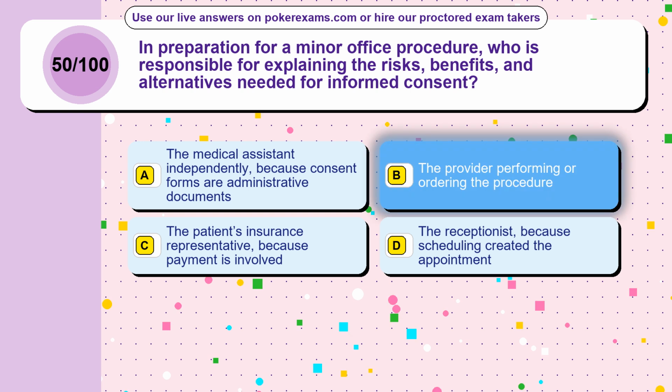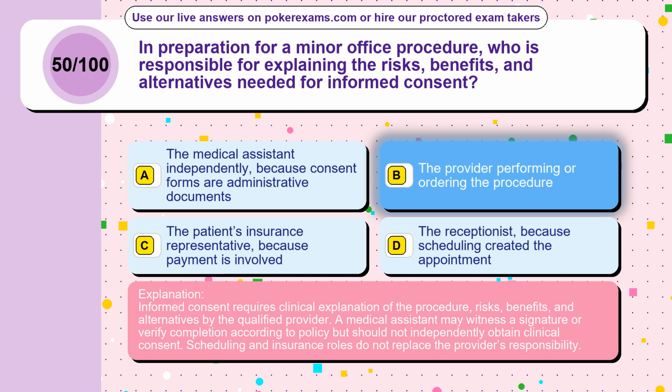The correct answer is option B. The provider performing or ordering the procedure. Informed consent requires clinical explanation of the procedure, risks, benefits, and alternatives by the qualified provider. A medical assistant may witness a signature or verify completion according to policy but should not independently obtain clinical consent. Scheduling and insurance roles do not replace the provider's responsibility.